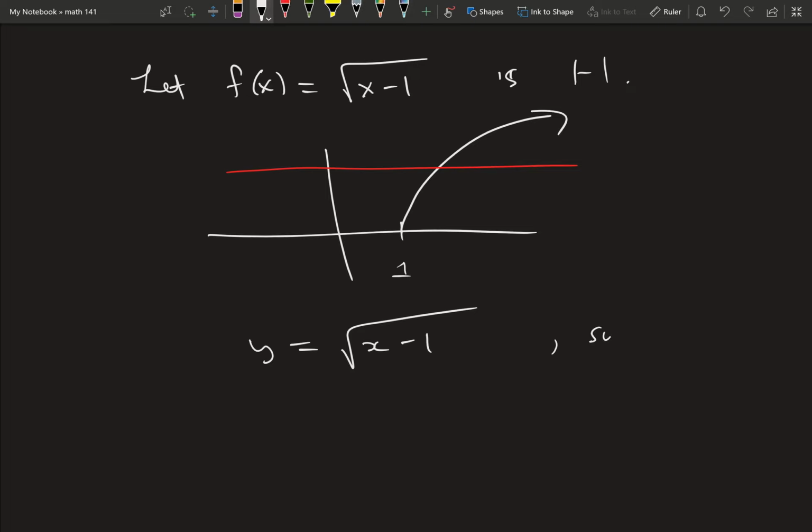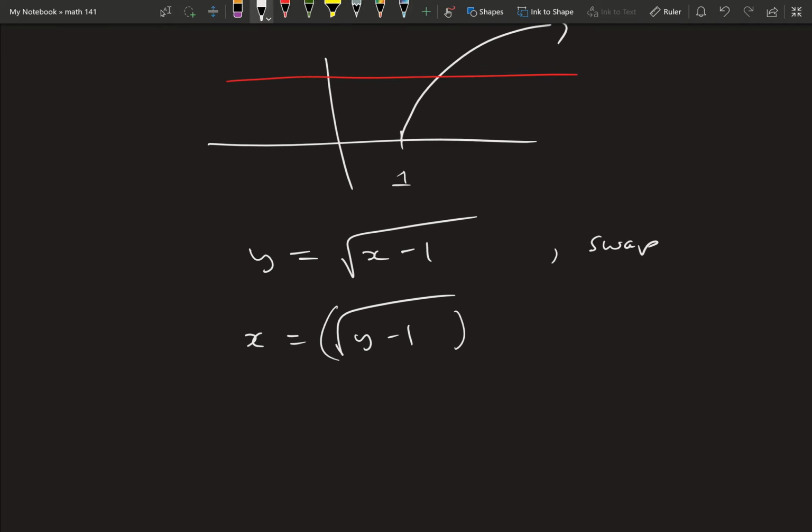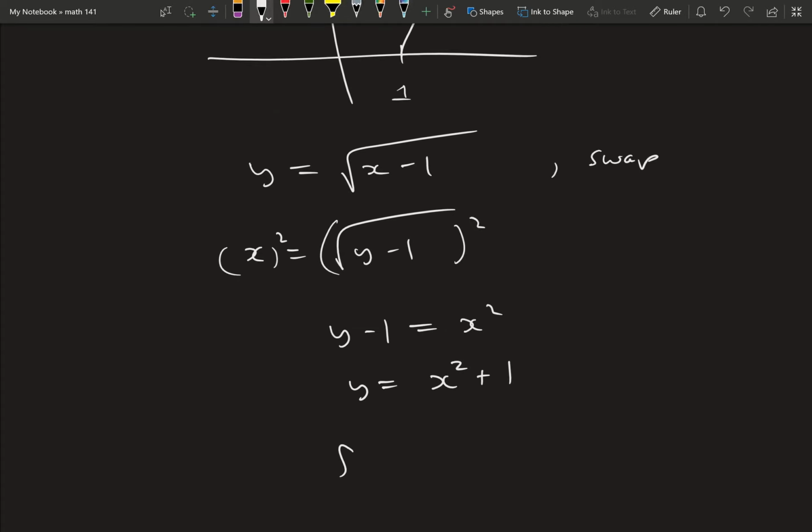We swap x and y to get x equals the square root of y minus 1. And we square both sides to get y minus 1 is equal to x squared, or y is equal to x squared plus 1. So f inverse of x is x squared plus 1.